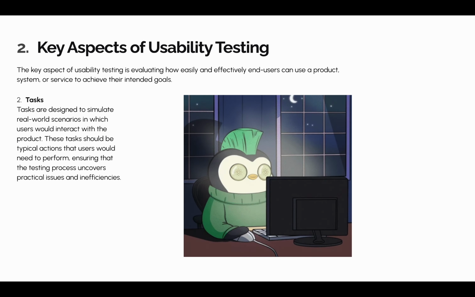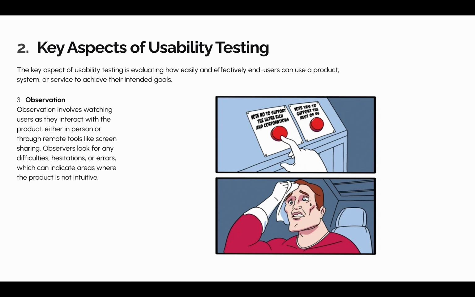And this leads us to observation. While they're carrying out the tasks, you will be watching your users interacting with your product. And you do that either in person in the lab or remotely. As an observer, you're looking for any difficulties, hesitations, or errors. Do pay close attention to where users struggle or get confused, as these are clear indicators of areas where your product is not intuitive. And you've got to take notes while you're observing.